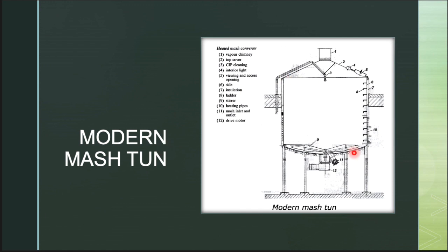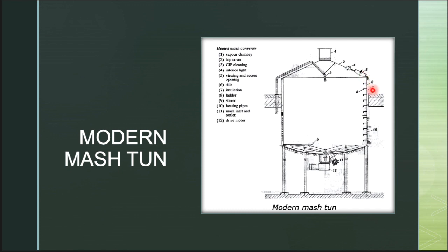This is a typical design of a modern mash tun that I use these days. It consists of a vapor chimney for the steam vapor to release during heating, a top cover for better hygiene and safety, and more than one CIP cleaning nozzle evenly distributed to different sections of the mash tun for larger vessels. An interior light is provided in order to view inside the mash tun from the side glass installed in the man door. Man doors are installed for any access inside the vessel for maintenance, or for taking samples and adding gypsum or salt used during mashing.